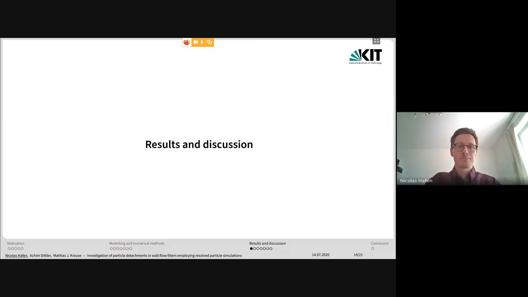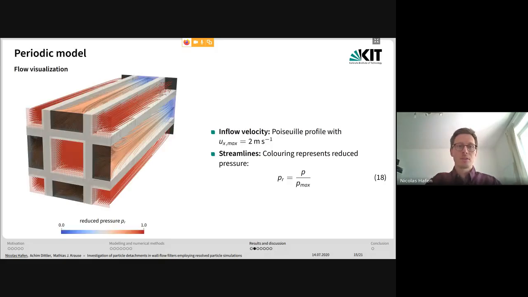So coming to the results, the first thing we're looking at was a periodic model, where we just have one inflow channel in the middle and another one split up into the four corners. And we have the bottom and the top, left and right walls as periodic walls. And also the whole channel length is reduced by a factor of 10, which of course doesn't give us a physical pressure. However, we can already see whether we have this consistent velocity profile. So this is just what you see on the left-hand side. But of course, we're interested in the actual pressure.